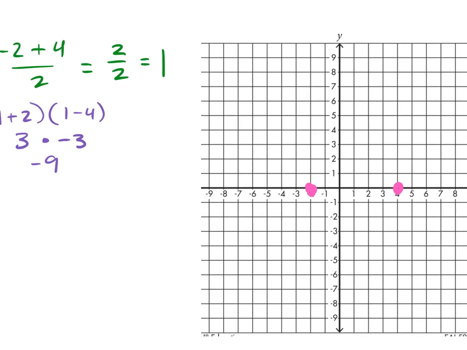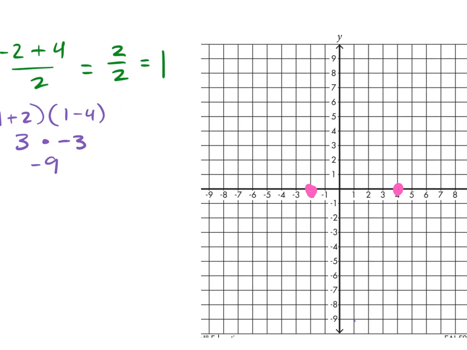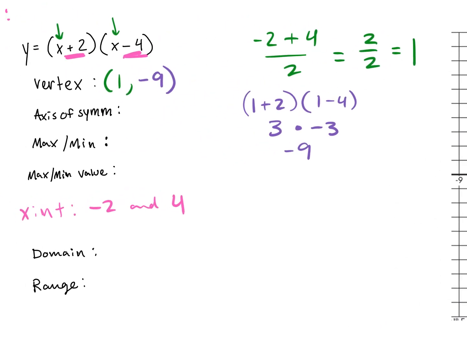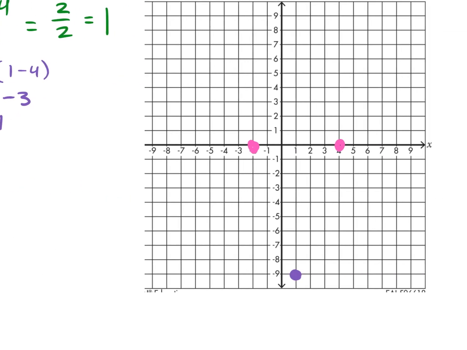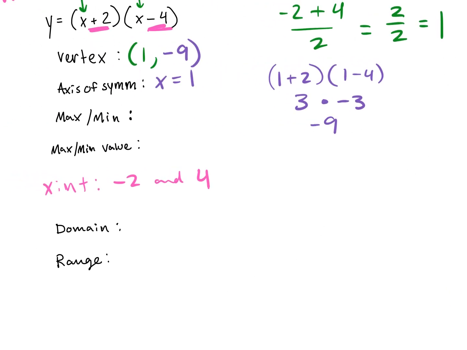So let's plot our vertex. We're going to go to the right one and down -9. What's our axis of symmetry? X equals 1. When we draw our graph here, is our vertex at the max or the min? The minimum, because it's at the lowest point. What is our minimum? It's always the y, which is -9.